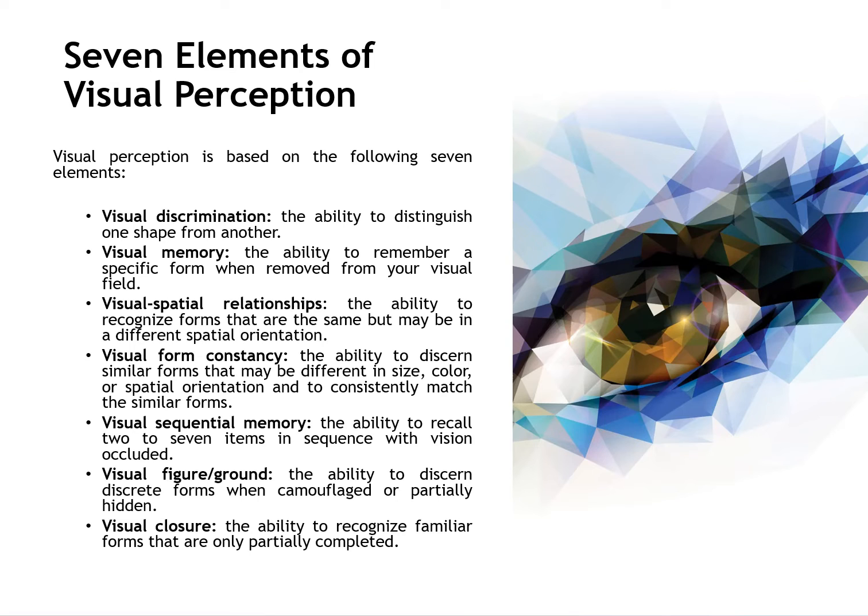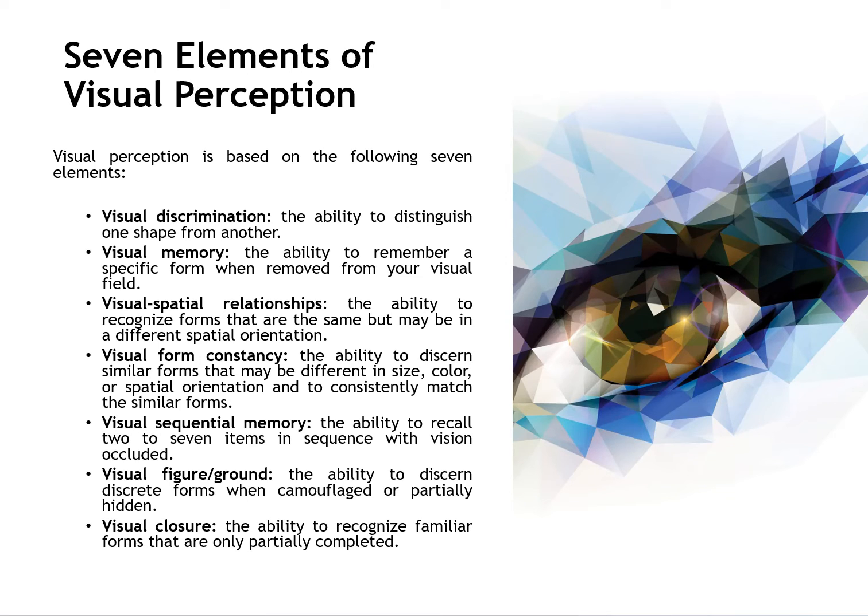Visual form constancy. This is the ability to discern similar forms that may be different in size, color, or spatial orientation, and to consistently match the similar forms. Visual sequential memory. This is the ability to recall 2 to 7 items in sequence with vision occluded.